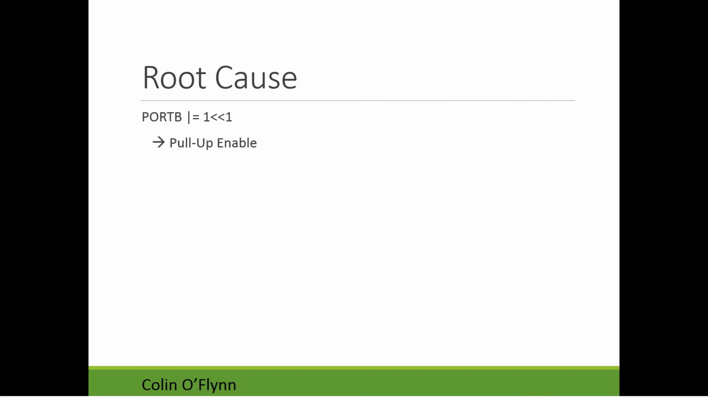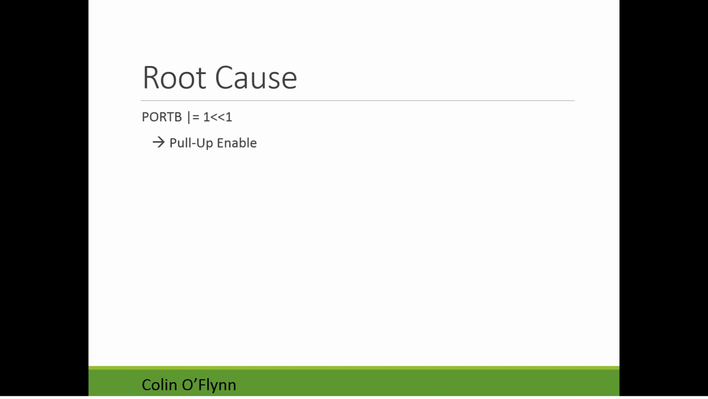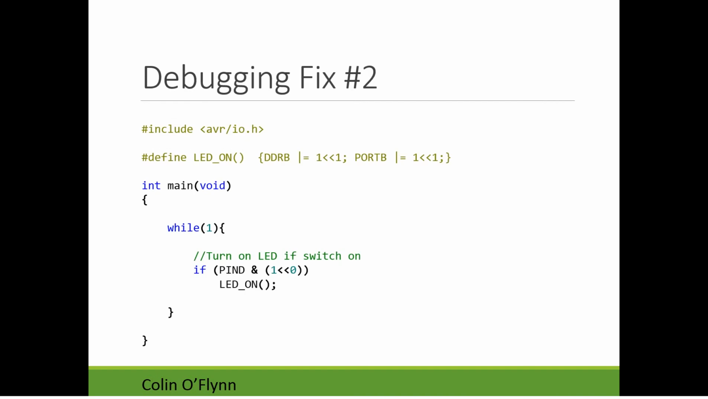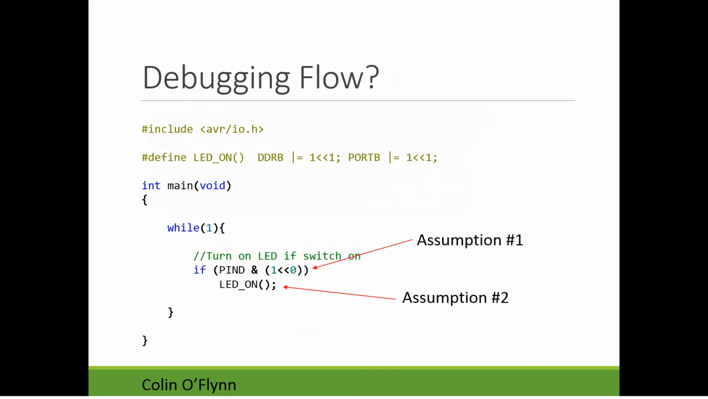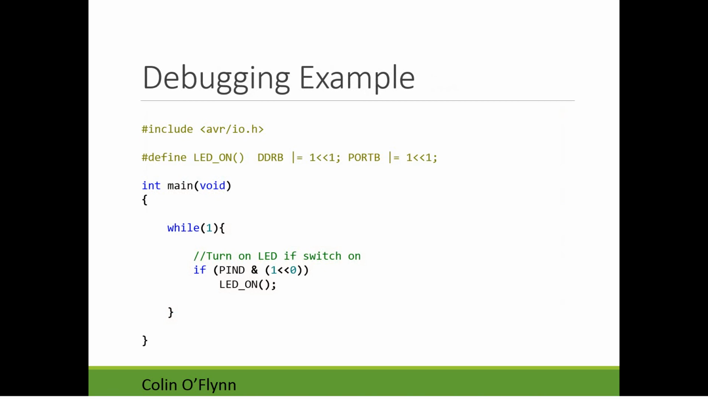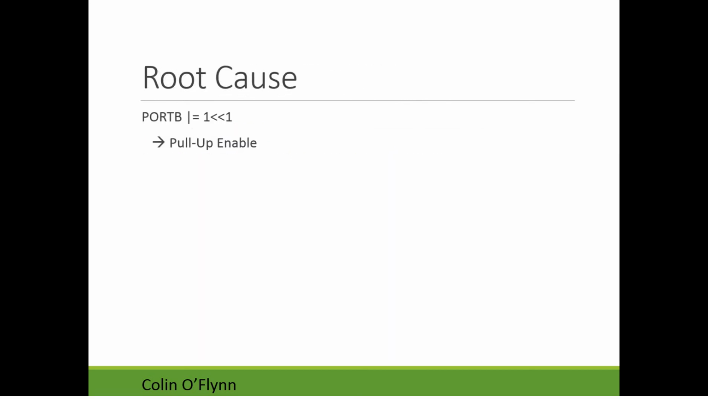And again, the root cause was that this line being executed caused the pull-up enable on the AVR. So besides that really simple example, general hints: you're going to have to spend a lot of time debugging, you just accept that. Don't spend a long time staring at the code to find the missed brackets, semicolons. If you're just looking at our buggy code again, it's too hard to know where the problem lies within this. So you can take a quick look through to see if there's something that looks amiss, but if you just start staring at the code, it's going to be harder to find the root cause.